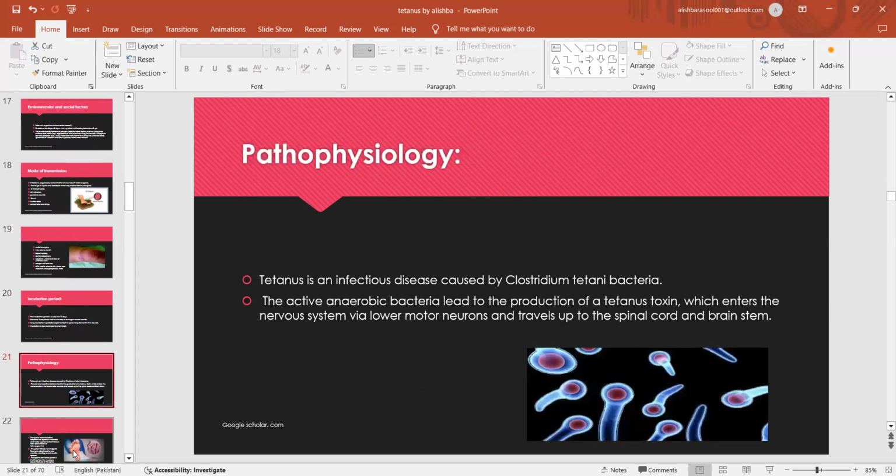Pathophysiology. Tetanus is an infectious disease caused by Clostridium tetani bacteria. The active anaerobic bacteria lead to the production of a tetanus toxin, which enters the nervous system via the lower motor neurons and travels up to the spinal cord and brainstem.